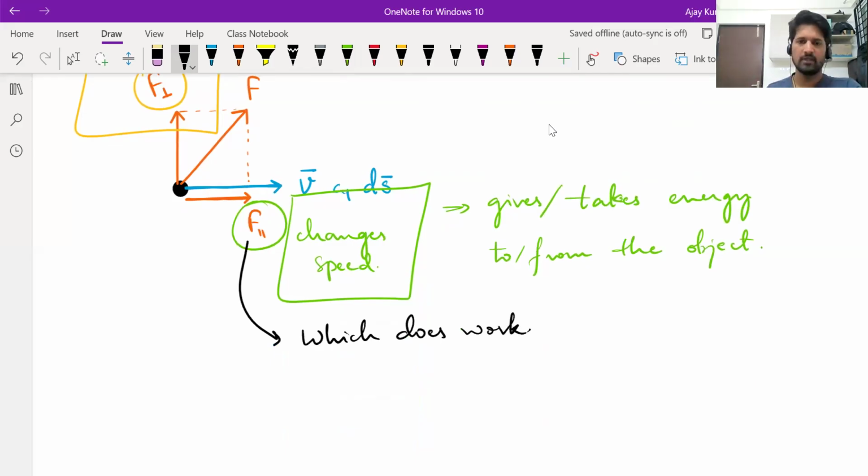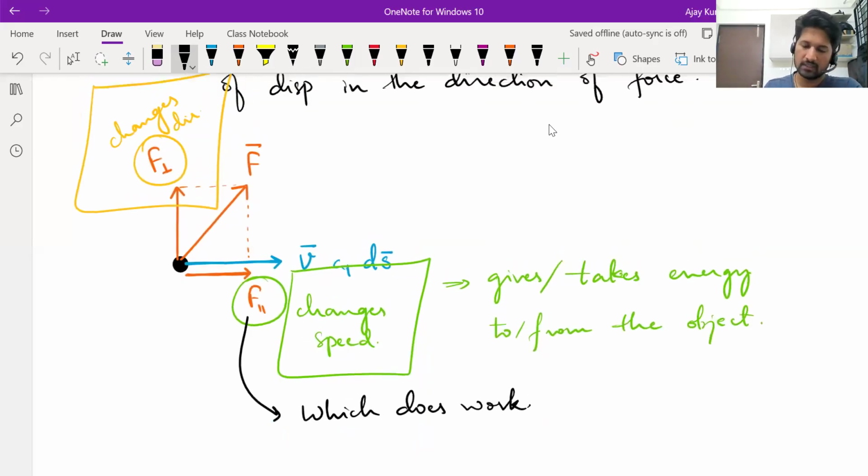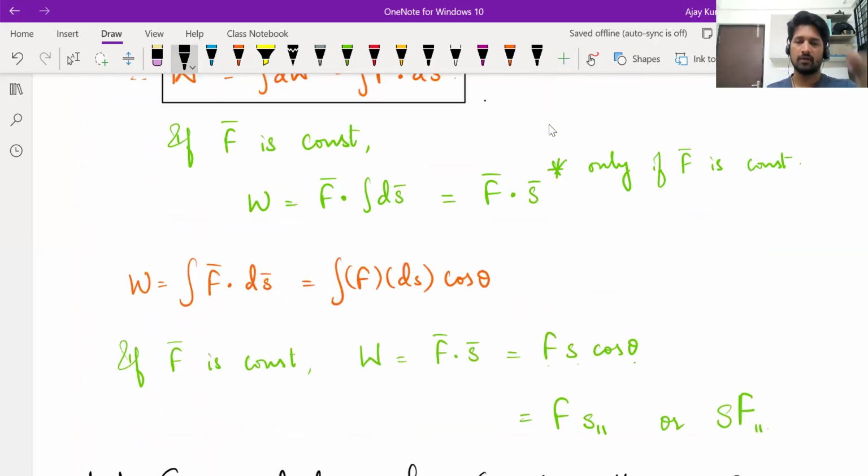That is why in the calculation of work, we only need the component of force parallel to displacement. And that is why in the calculation of work, we use dot product. Dot product ensures that you take the magnitude of one vector and the parallel component of the other vector in the direction of this vector.